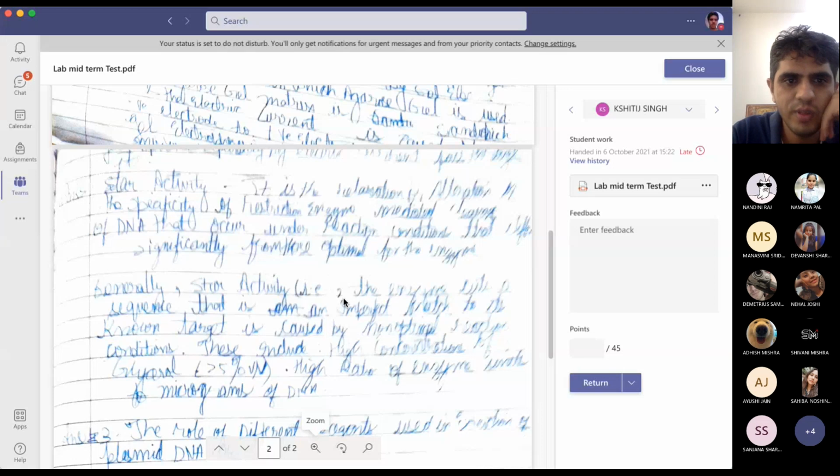Kshitij, I got disconnected, so please read it again. Star activity. It is the relaxation or alleviation of the specificity of restriction enzyme. What comes after this?